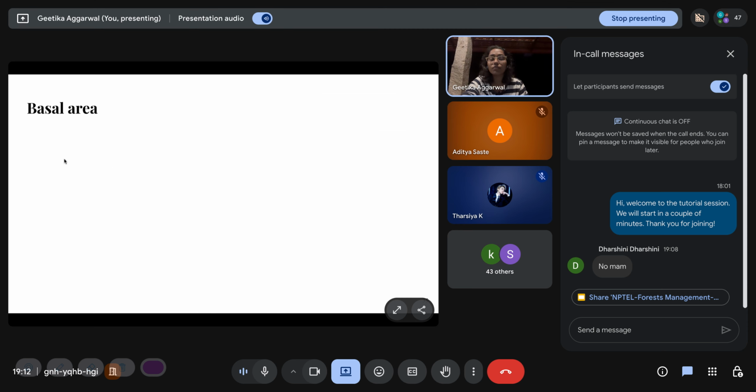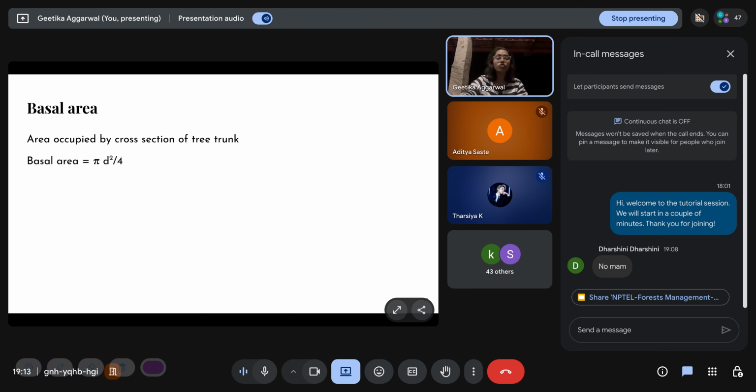Okay, so that was that. Then comes the basal area. What is basal area? It's the area occupied by the cross section of the tree trunk. So near the base of the tree, what is the area occupied by the tree trunk? That is the basal area. It's given by the formula pi d square by 4. Basically it's pi r square, and r is d by 2, so it's pi d square by 4, the area of a circle.